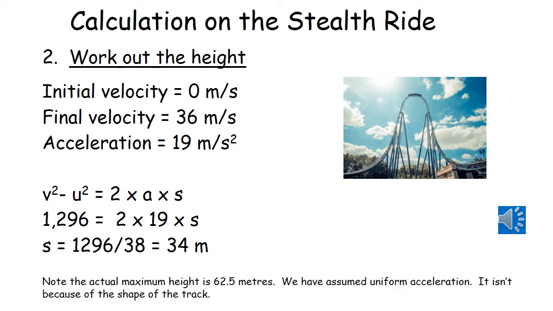We then insert our acceleration, 19 meters per second squared, into the second equation. So again, I write down what I know. I know my initial velocity is 0, my final velocity is 36 meters per second, and my acceleration is 19 meters per second squared. Second equation, this is the one you're given in the data sheet, so v squared minus u squared equals 2as. Insert the numbers, rearrange, and you should end up with a height of 34 meters.